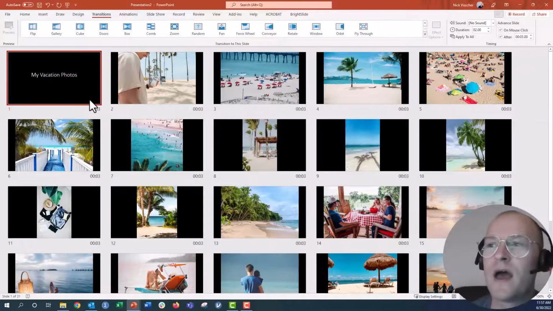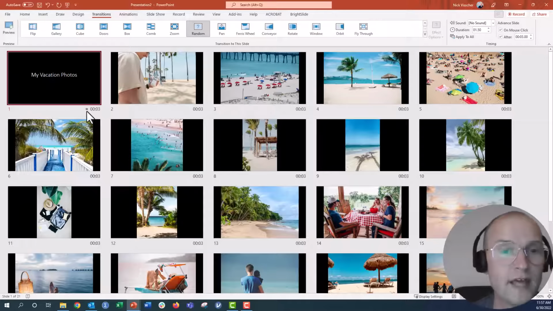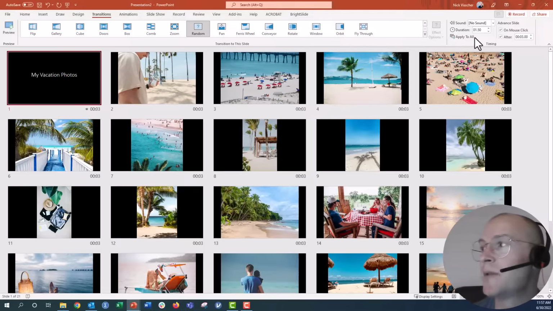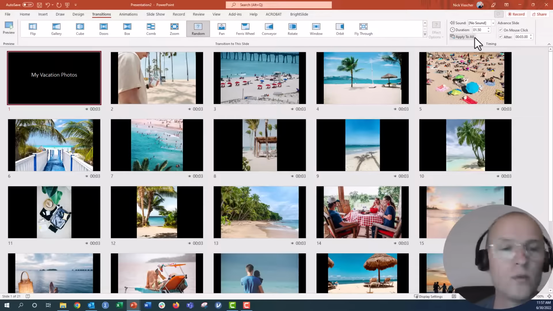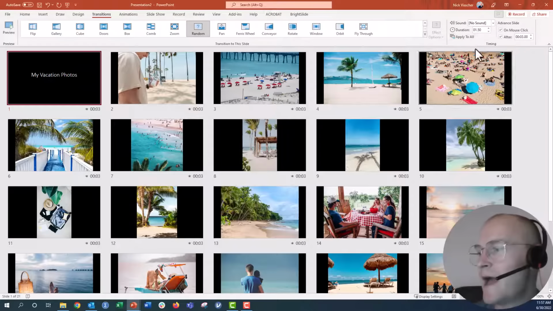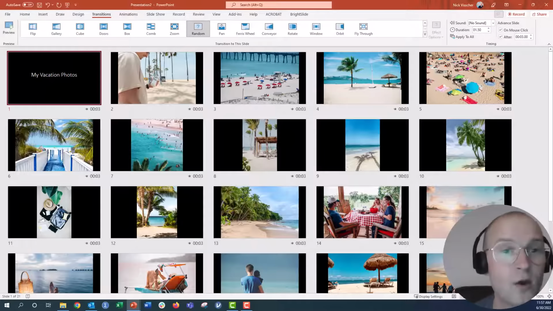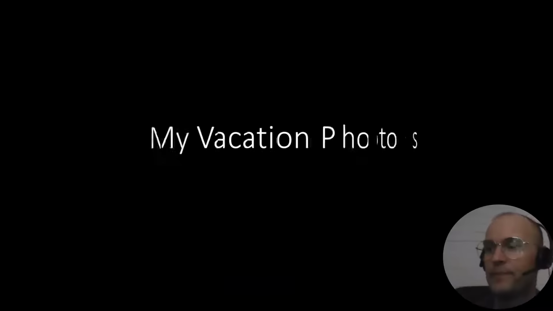So I'm going to go ahead and do the same process. I'm going to highlight my first slide and click on Random as the transition. You can see it gives me a preview of what that transition might be. And then there's this little star here that tells me there is a transition on that slide. Then I'm going to click on Apply To All, and that's going to apply that random transition to every single slide in my deck. So let's go ahead now and put it back into slideshow mode and see what my slideshow looks like.